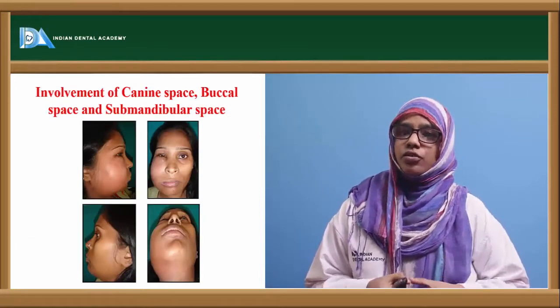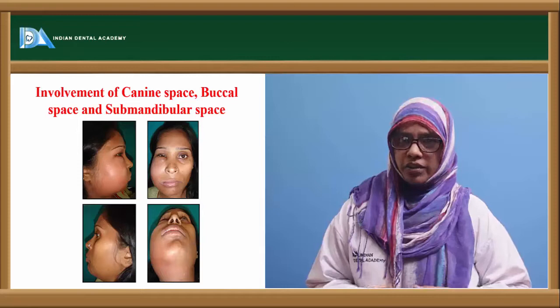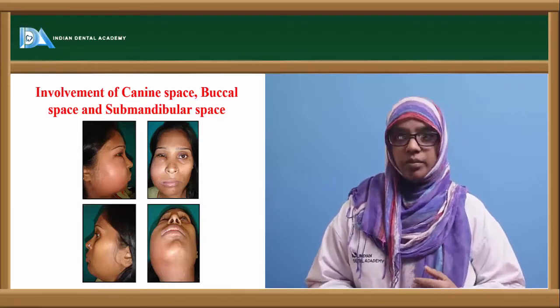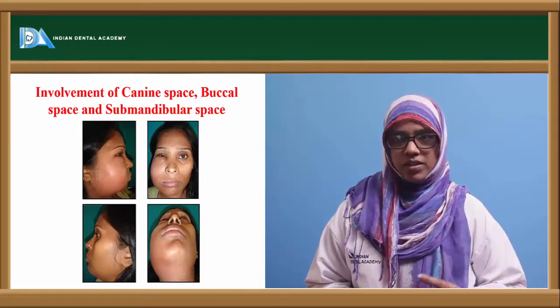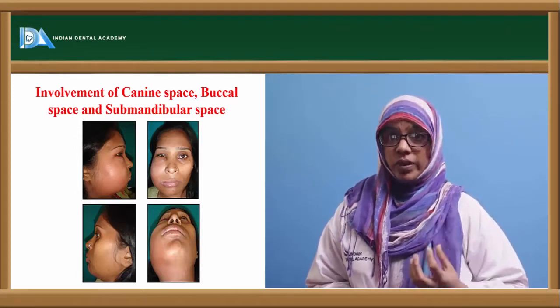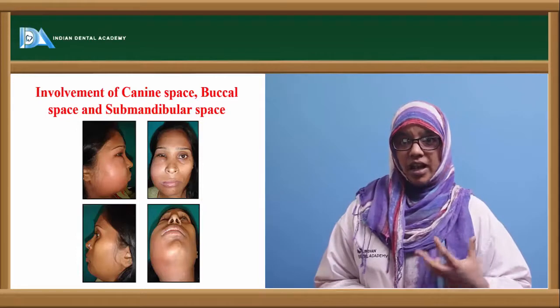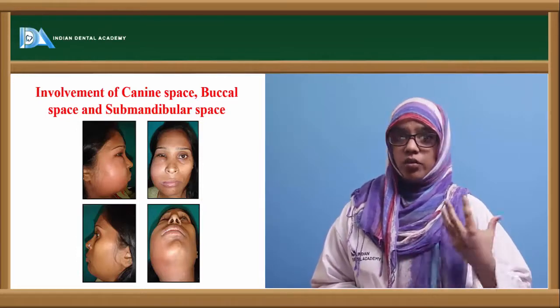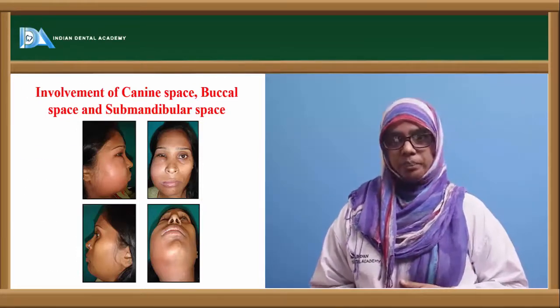Now this slide shows a picture of a patient wherein there is involvement of the canine space, the buccal space and the submandibular space. This is how the infection looks like. The eye is closed because of the swelling in the infraorbital area and the swelling of the medial canthus, involving the buccal area and the submandible.